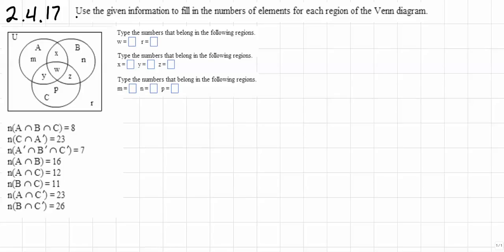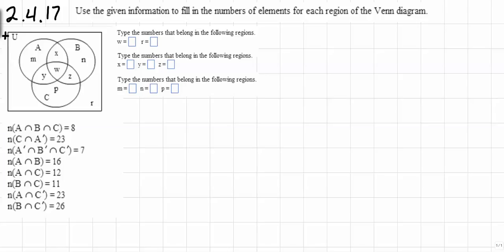Alright, we'll start here and say use the given information to fill in the numbers of elements for each region of the Venn diagram. So we start with this Venn diagram right over here. This is what we're concerned with. And we're going to use each one of these statements down here to help us determine which region has which numbers associated with it.